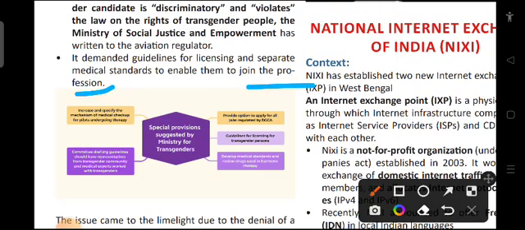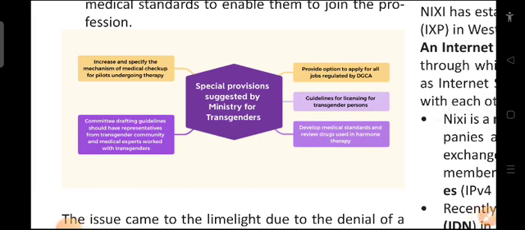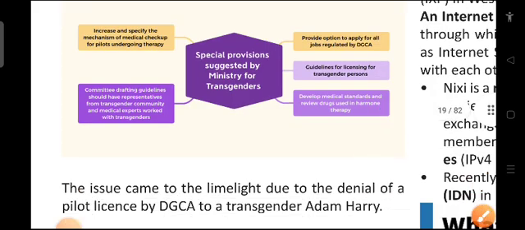Now, what are the provisions suggested by the Ministry? Increase and specify the mechanism for medical checkup for pilots undergoing therapy. The committee drafting guidelines should have representatives from the transgender community and medical experts who work with transgender people. Provide the option to apply for all jobs regulated by DGCA. Guidelines for licensing of transgender persons. Develop medical standards and review drugs used in hormone therapy. So these are some of the provisions suggested by the Ministry.